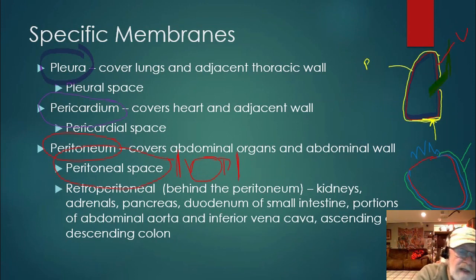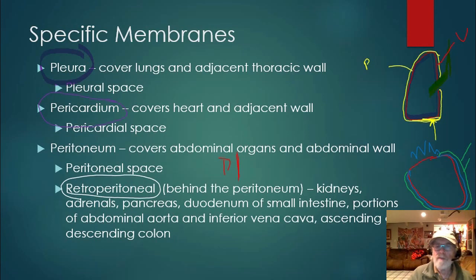Okay. Some things are called retroperitoneal. The word retro means behind. So some things like the kidneys don't sit around, they don't float, they don't bob up and down like you get in these pictures, like you imagine. The pancreas isn't just flapping around in the breeze inside the abdomen and stuff like that.